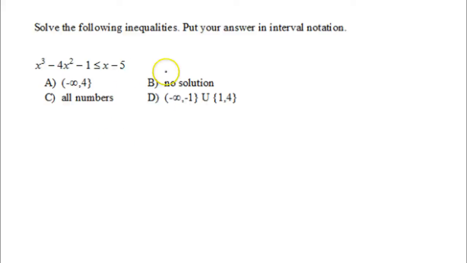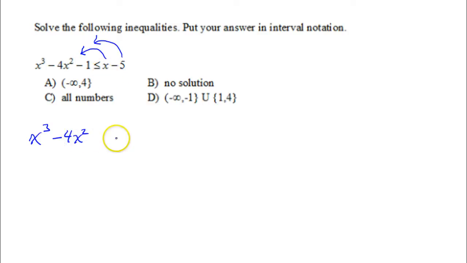In this video, we will solve this polynomial inequality. Before we get started, we really need to get 0 on one side. So I am going to subtract x from both sides and add 5 to both sides. So these two terms will wind up on the left, but they will be opposite signs. So that will give me x to the third power minus 4x squared.